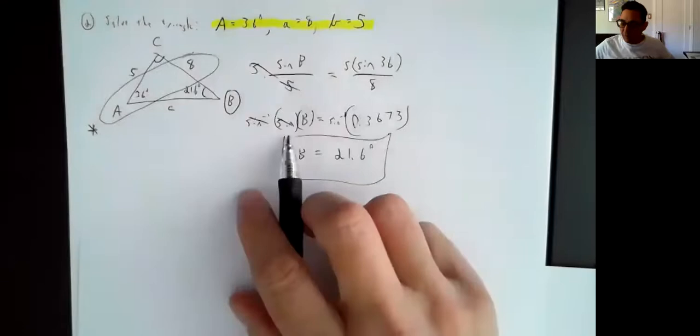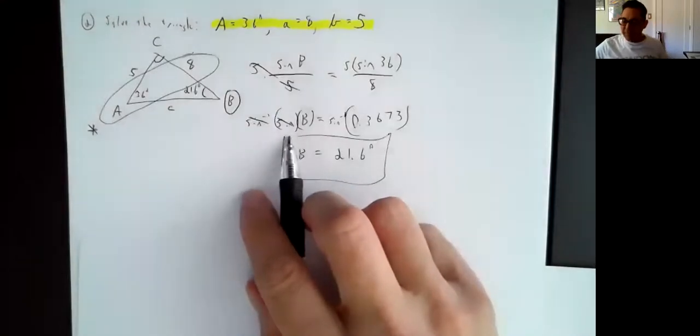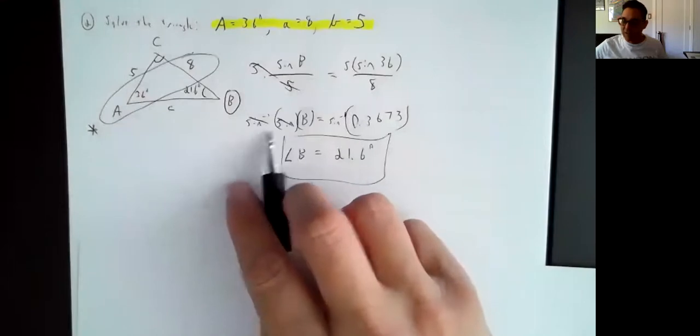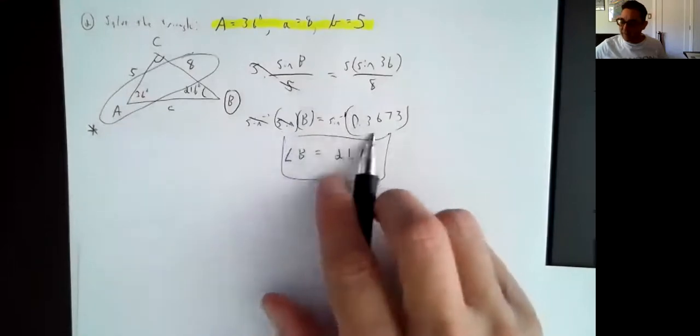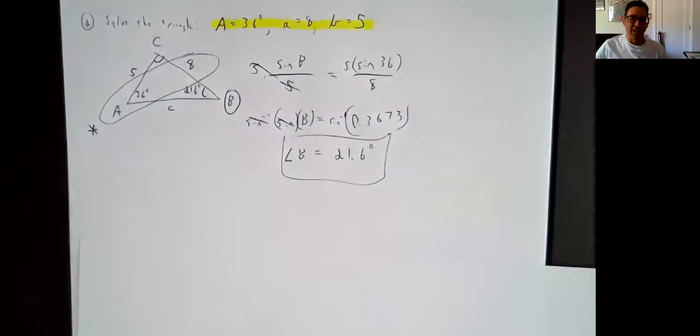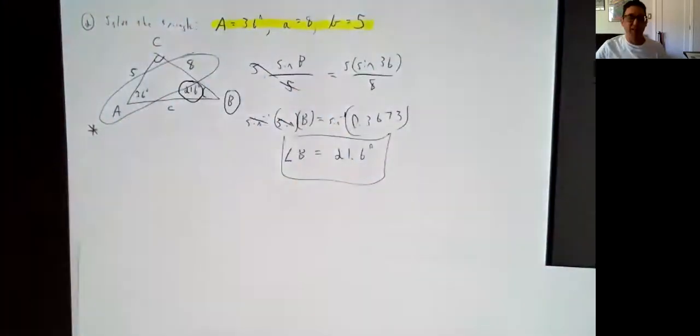So when you have to solve for an angle, eventually you have to get rid of the sine, and the opposite of sine is the inverse sine. So those cancel, and then you have to take the inverse sine of that decimal, and that's going to get you your final answer. So there is that answer.